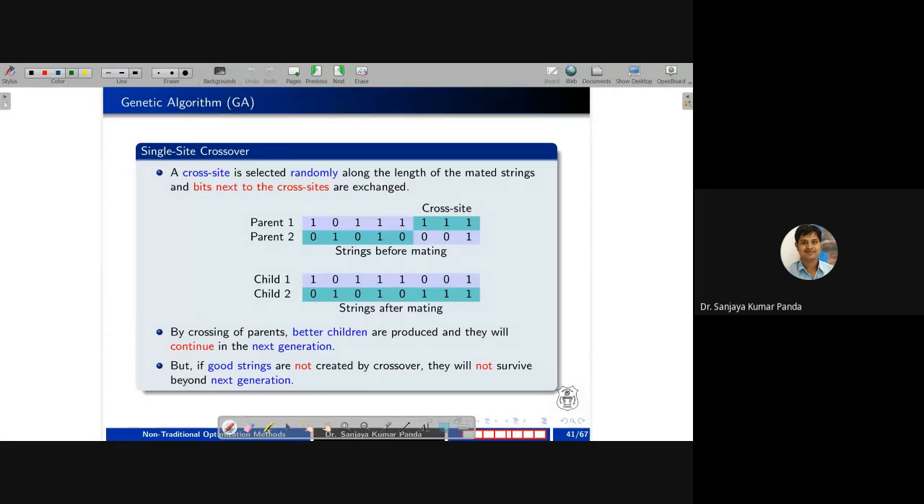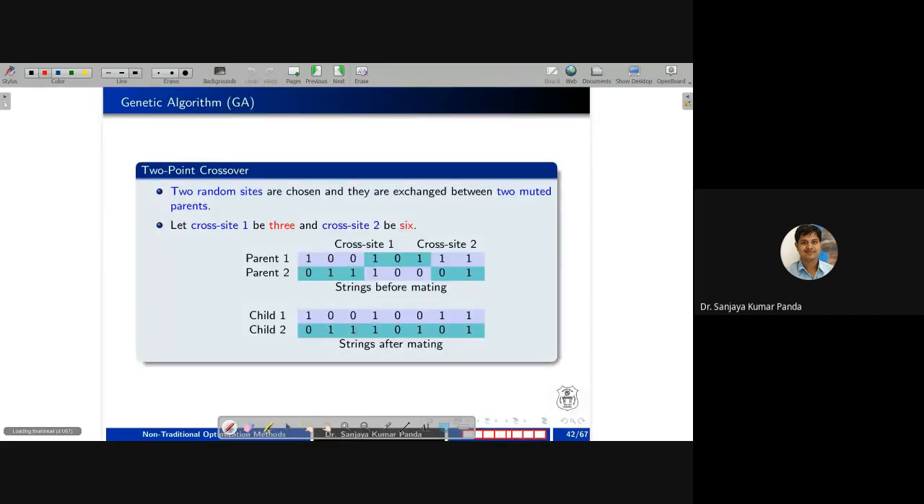In single site crossover, we select a cross site point, take the first part from parent 1, you can see here, and the second part from parent 2. Similarly, we can take the first part of parent 2 and the second part of parent 1. We call those child 1 and child 2. That is called single site crossover. You can go for multi-site crossover. Again, multi-site is divided into two parts. It may be a 2-point crossover, or a multiple point or more than 2-point crossover.